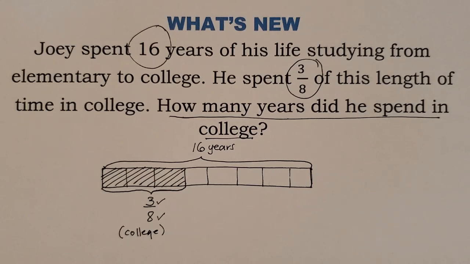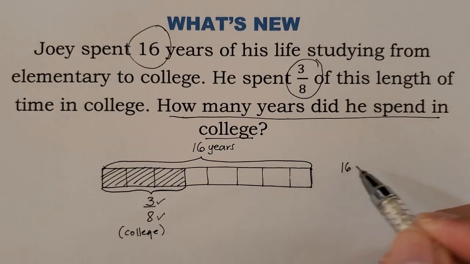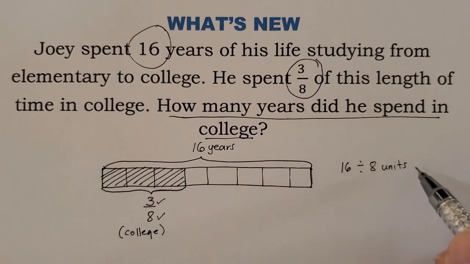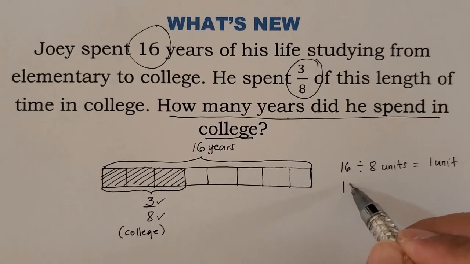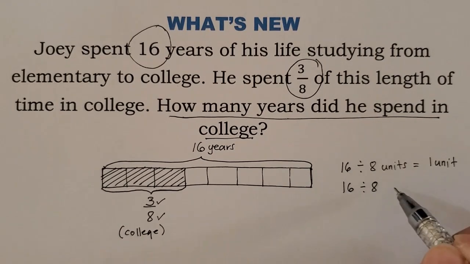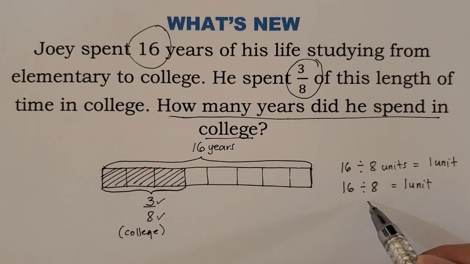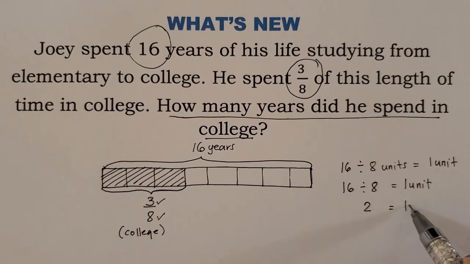You are only asked here how many years did he spend in college. In this illustration, it is clearly shown that 16 years here was divided into 8 equal parts. So we could say 16 divided by 8 units. So therefore, that will give us the value of 1 unit. So if we have 16 to be divided by 8, that will show us 1 unit. So 16 divided by 8 is equal to 2. That is equal to 1 unit.